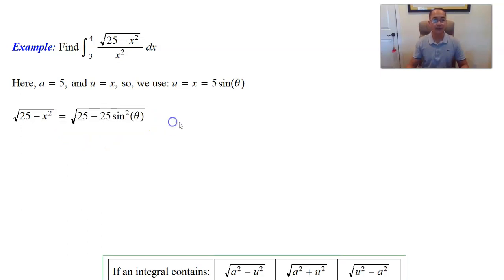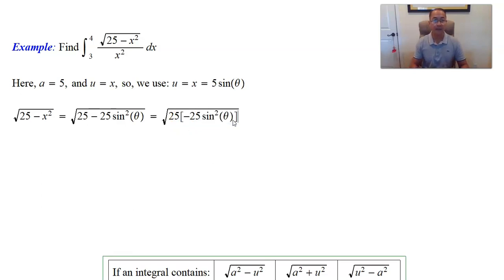Earlier I said the a squared is going to factor out. So now we see it. There's a 25 here and a 25 there, so we can factor that out. I'm going to use square brackets. And don't forget, the first 25, when you factor it out, there's a 1 there. It's not 0. 25 over 25 is 1, not 0. And this minus 25 goes away. So we get 25 times 1 minus sine squared.